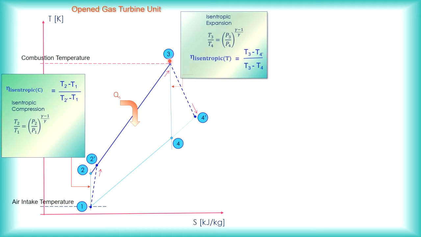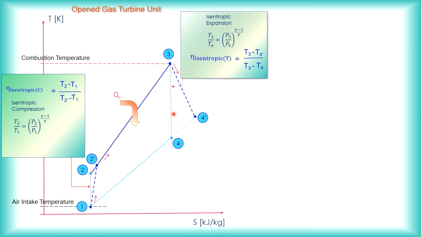Then you have the isentropic expansion, this part for the turbine. For the isentropic efficiency for the turbine, usually I call this the head and this the tail. The isentropic efficiency for the turbine now is defined as actual over theoretical. This one is theoretical over actual. This one is defined as actual over theoretical.